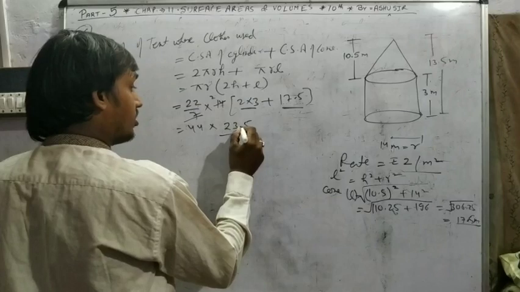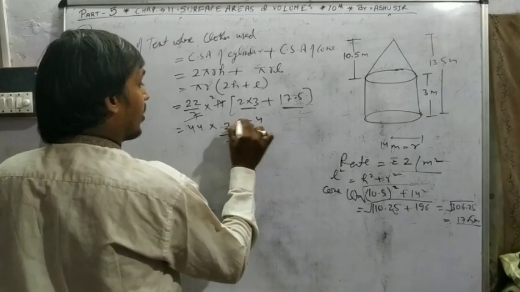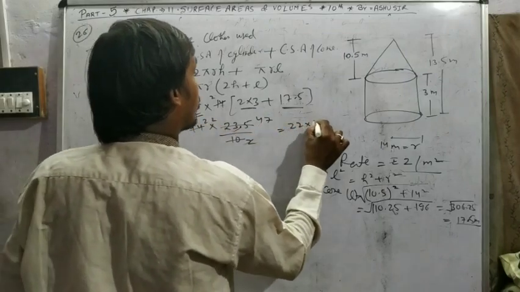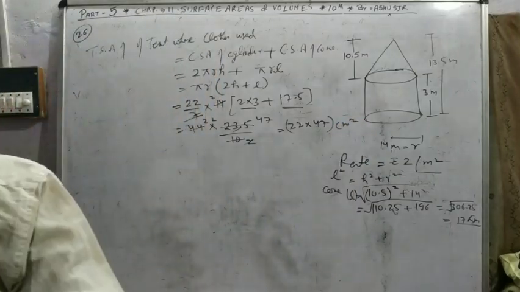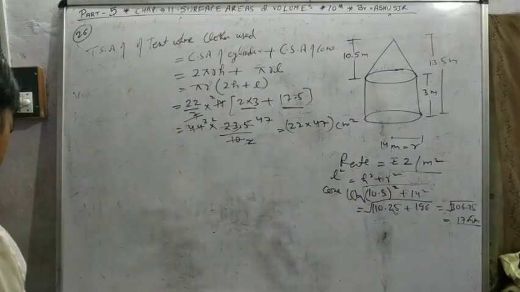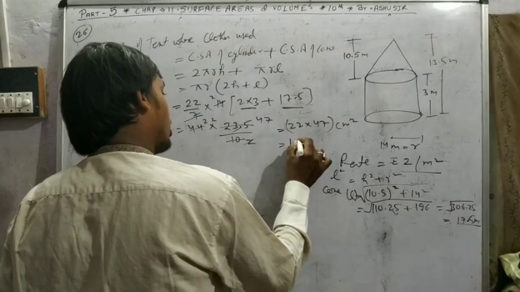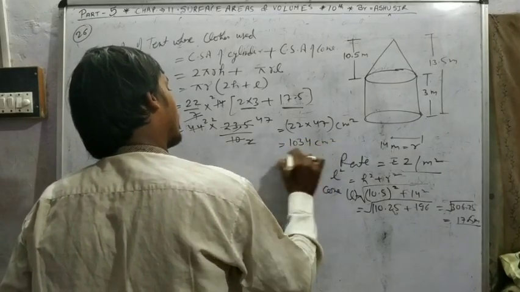Decimal move 10. 2 5s are 10. 5 4 20. 5 7 35. 2 22. So 22 into 47 centimeter square is the total surface area of the tent, that is 1034 centimeter square.